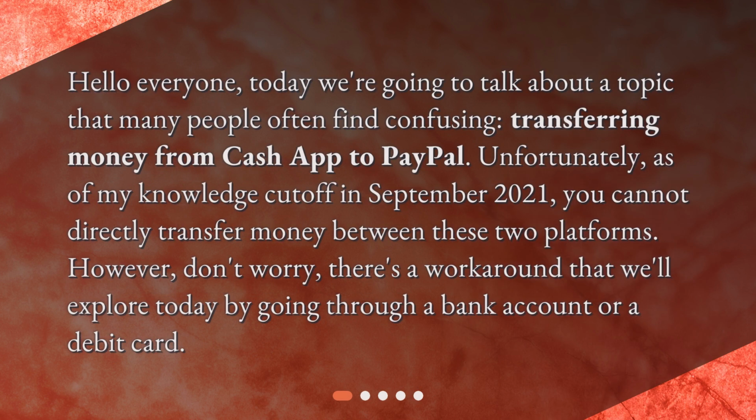Hello everyone. Today we're going to talk about a topic that many people often find confusing: transferring money from Cash App to PayPal. Unfortunately, as of my knowledge cutoff in September 2021, you cannot directly transfer money between these two platforms. However, don't worry, there's a workaround that we'll explore today by going through a bank account or a debit card.